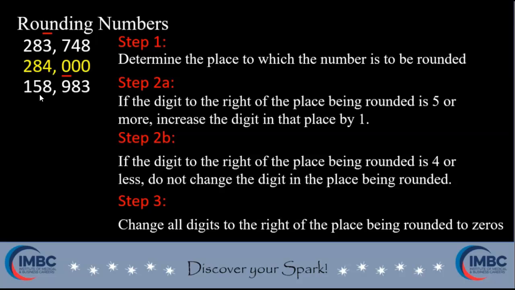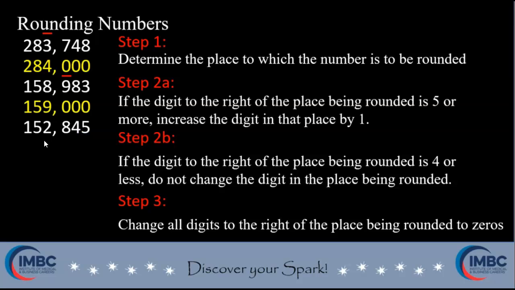158,983. Let's round it to the thousands place. Again, we look to the right. The 9 is larger than 5, so the 8 is going to become a 9. So 159,000, and we replace the digits to the right with zeros.